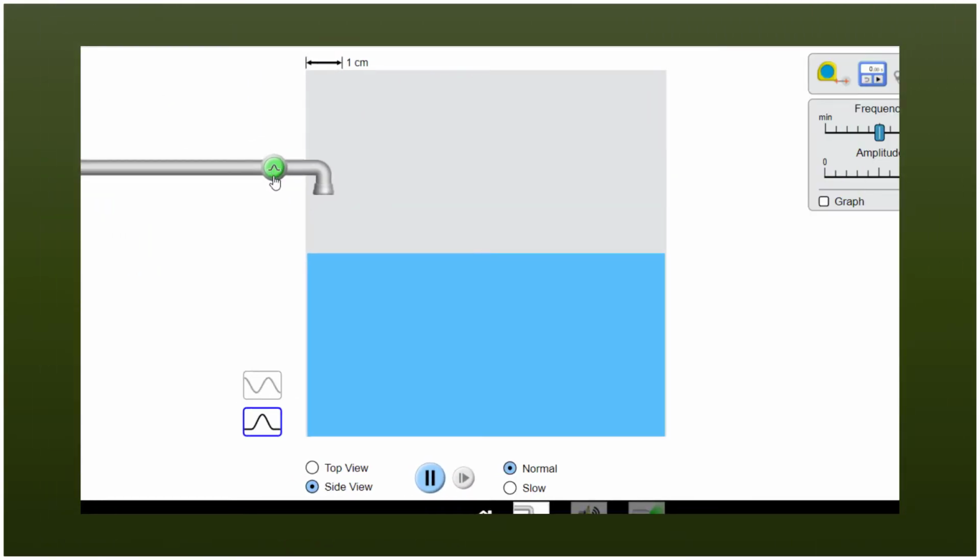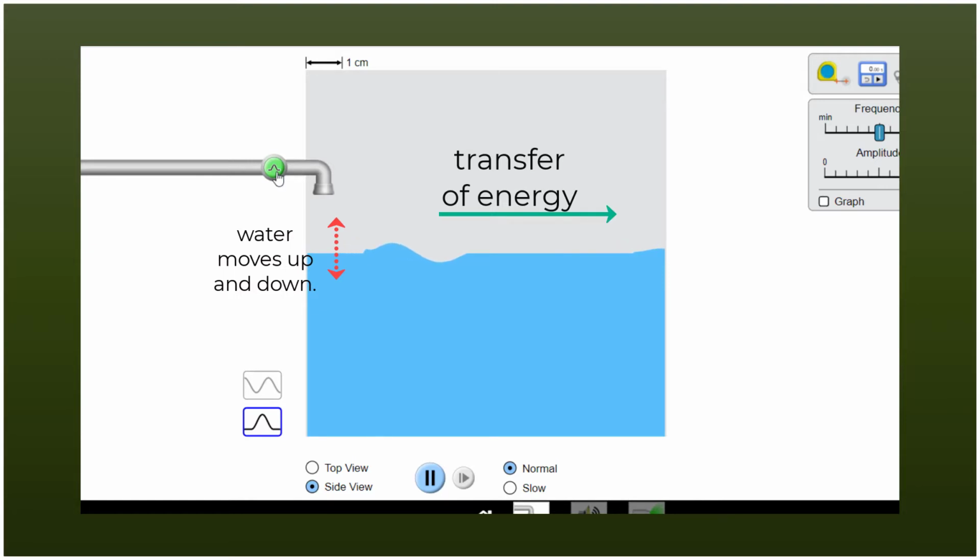An example of a transverse wave is a water wave. A falling drip from a tap disturbs the water and causes the water to move up and down. This in turn moves nearby water up and down, so energy from the falling drip is transferred along the water. Note that the up and down movement of the water and the direction of the transfer of energy are at right angles to each other. That's the definition of a transverse wave.